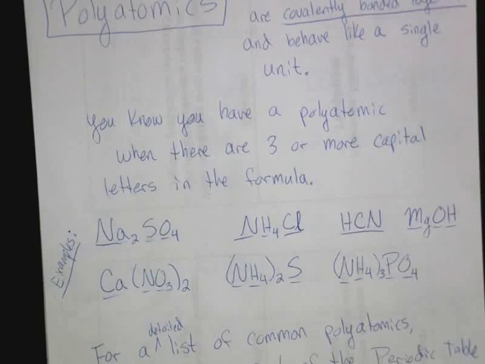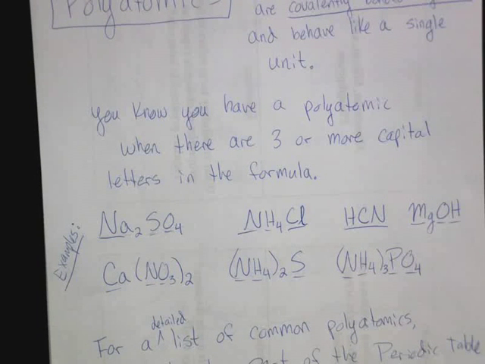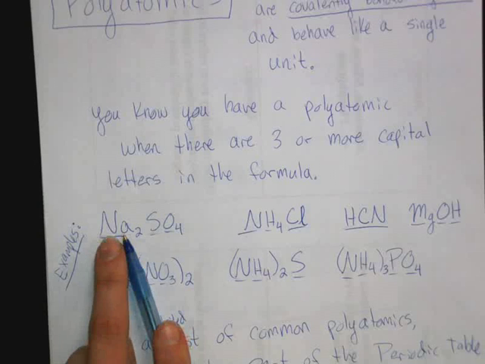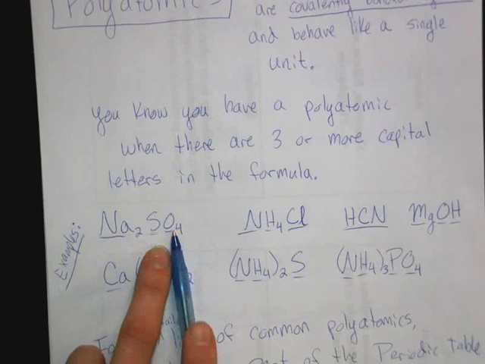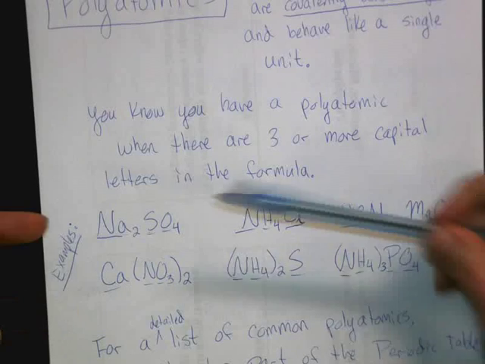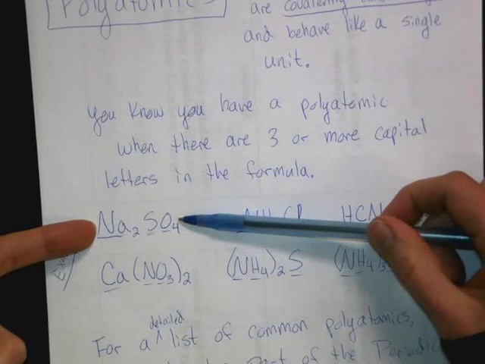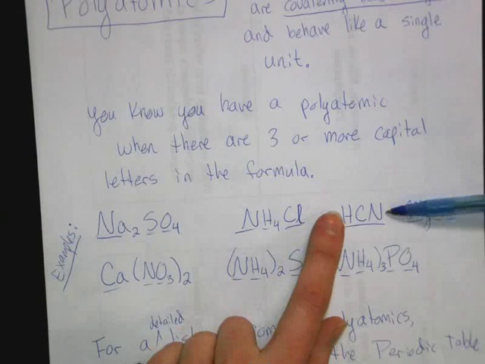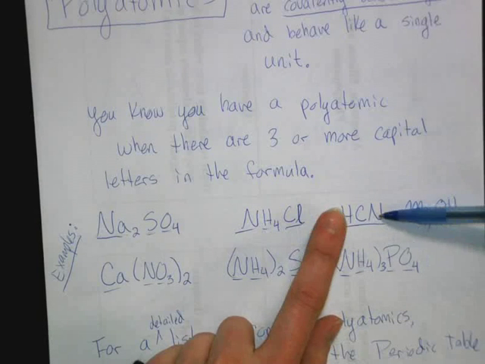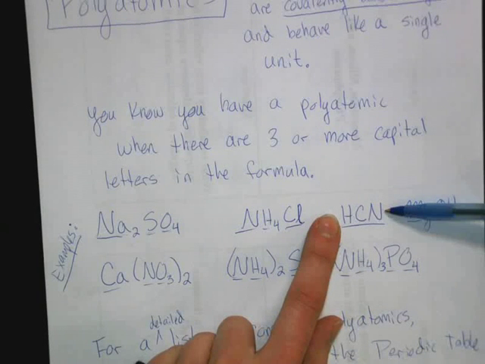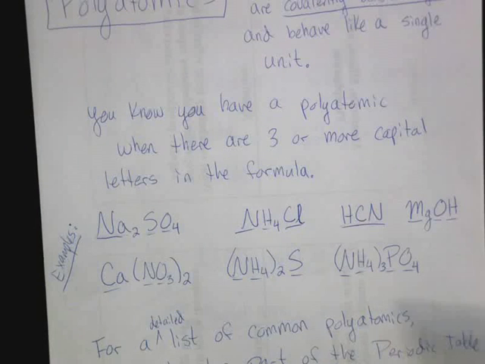our formula. So for example, here's just a couple examples of different formulas. I'll just pick some of the main ones. NaSO4, we've got an Na, an S, and a 4. Those are all capital letters. We've got three or more. So somewhere in there, there's a polyatomic in here. I wanted to look at this one over here. We have a capital H, a capital C, a capital N. Somewhere in there, there's going to be a polyatomic.